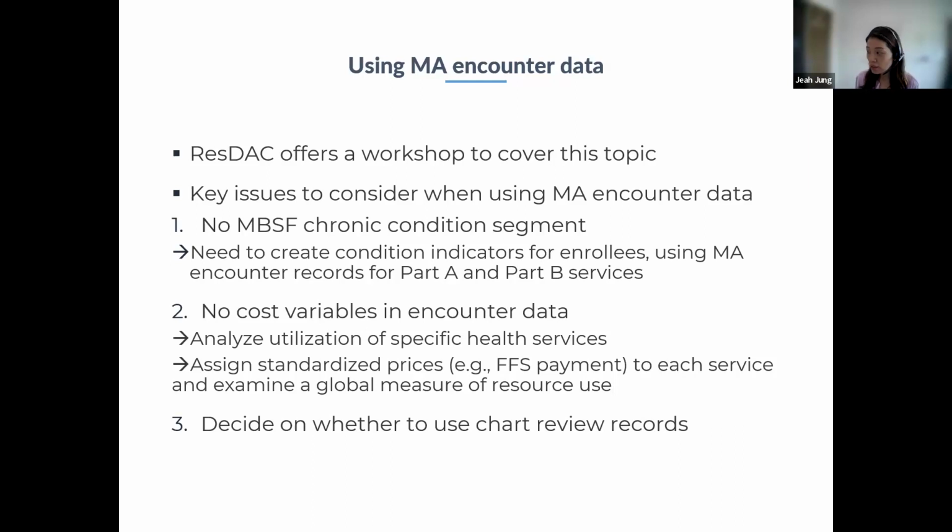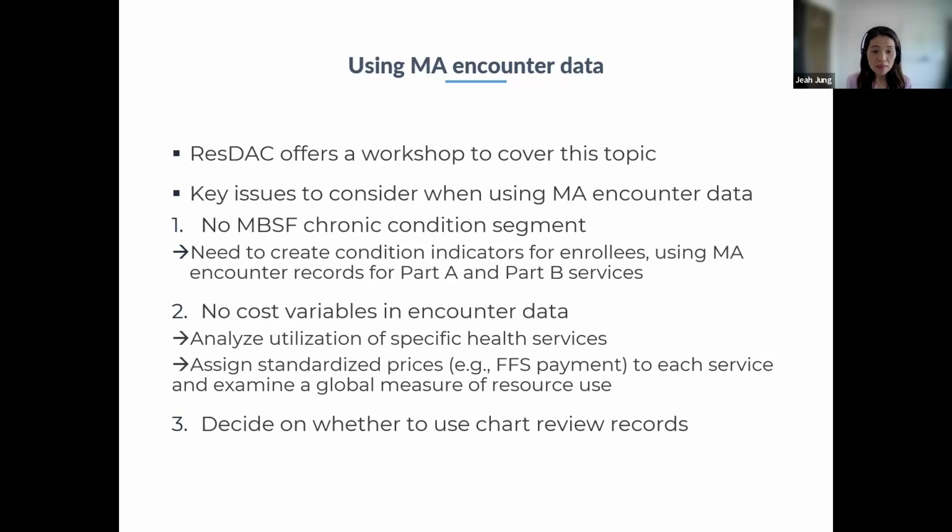Second, there are no cost variables in encounter data, so you may end up analyzing utilization of specific services. But if you are really interested in the financial or cost aspect, you can assign standardized prices, for example, a fee-for-service payment to each service provided in the MA sector, and you can examine a global measure of resource use, which we did in the case study that I'm going to discuss.